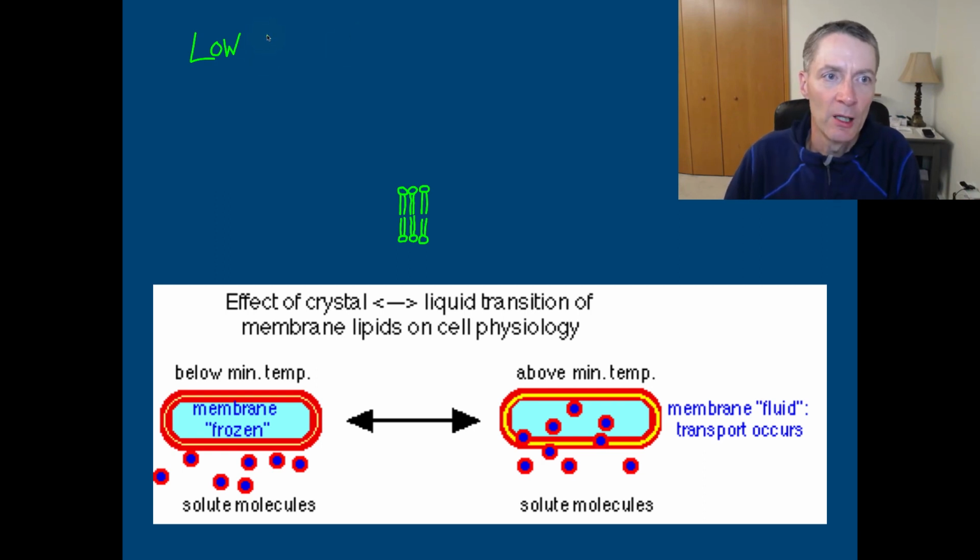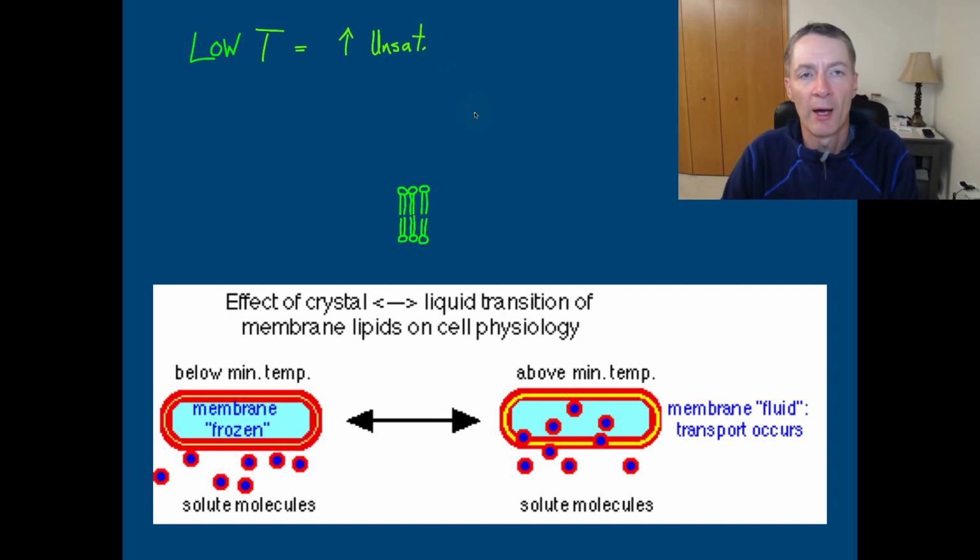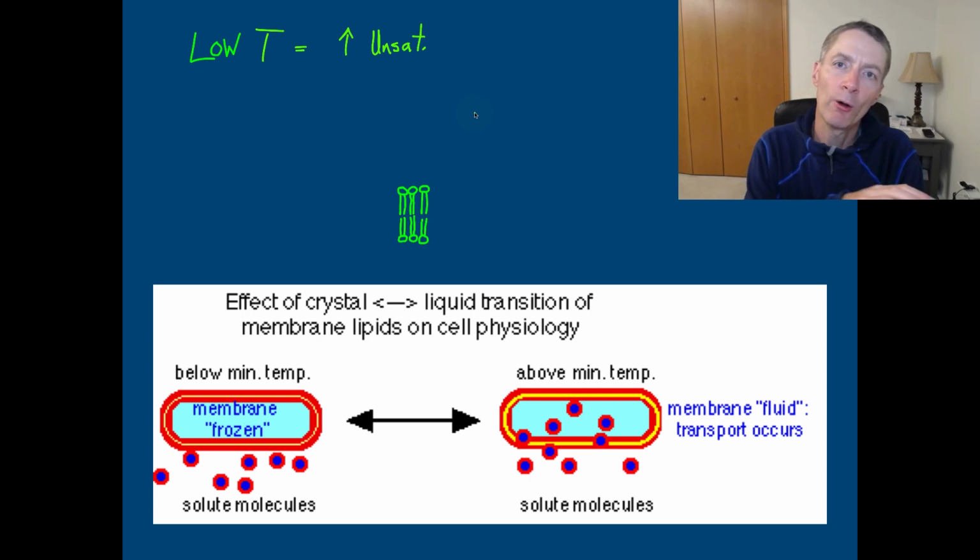So at low temperatures, we would have more unsaturated fatty acids. I know I can't write very well here with my mouse, but at low temperatures we'd have a higher number of unsaturated fatty acids in the membrane. This would allow for more movement.